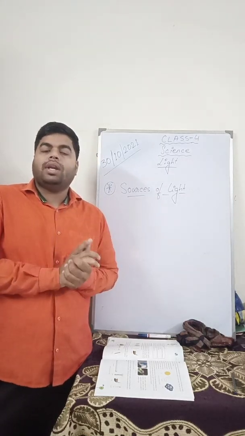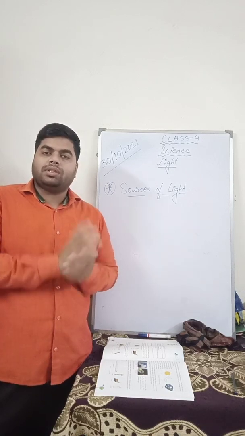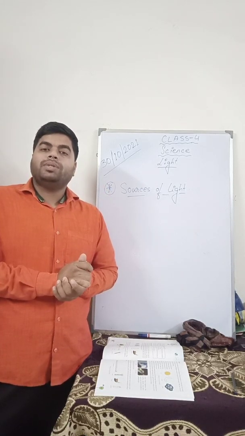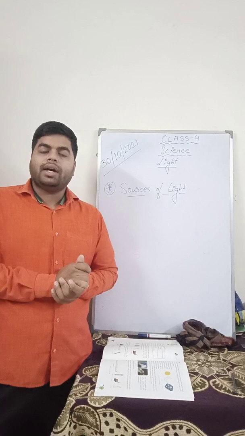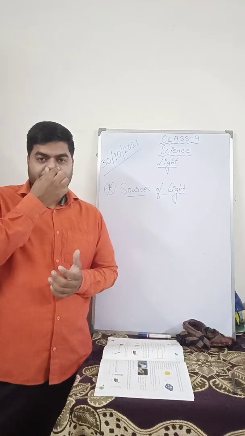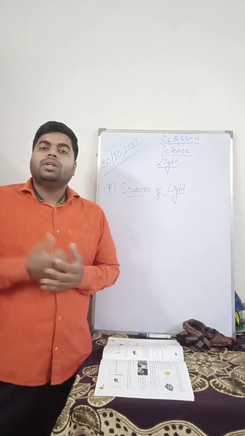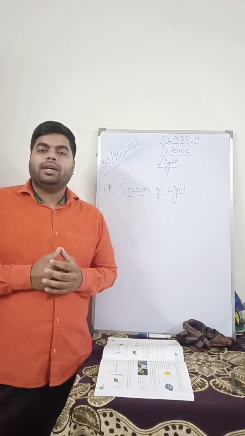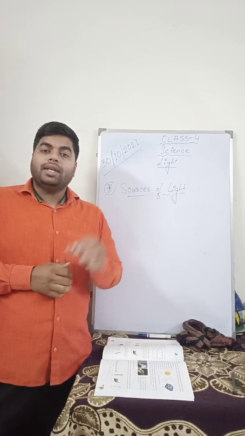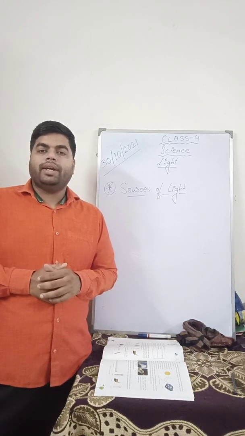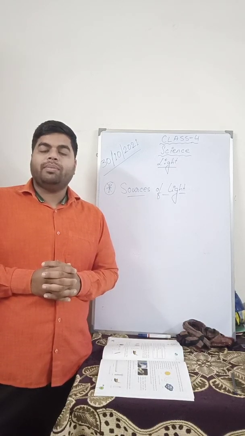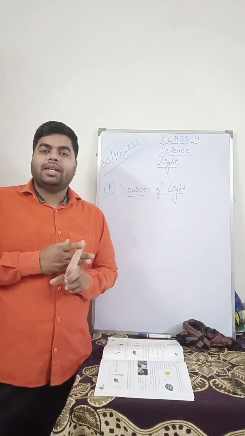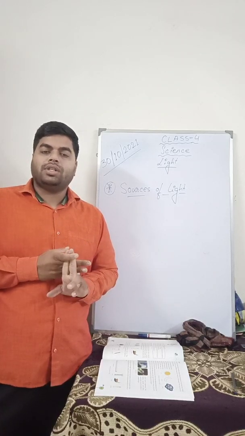So light is produced from some object, and the objects that emit light, that give out light, are known as sources of light. For example, sun, tube light, bulb, candle, they are sources from where we get light. And these sources of light can be of two types: natural sources of light and artificial sources of light.